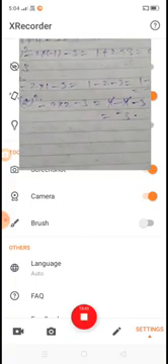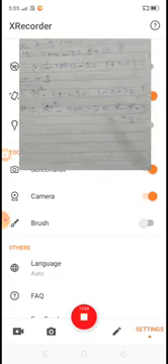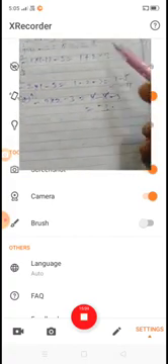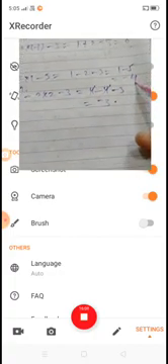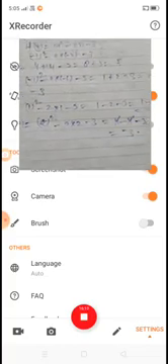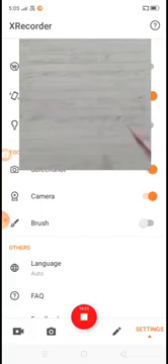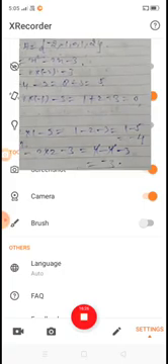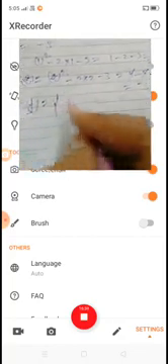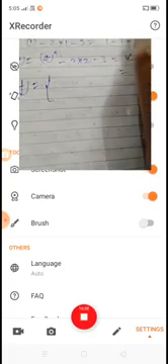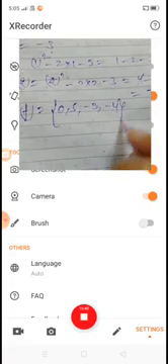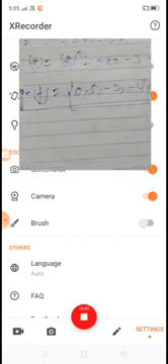Okay, so range of the function means what? All these values, that is 5, 0, minus 3 and minus 4, are the range of the given function, because all are integers. So the range of the function is 0, 5, minus 3 and minus 4. This is the range of the function.